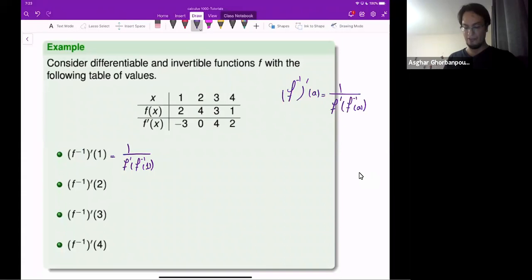Here, I'm looking for f inverse of 1. So I need to find a value of x which f sends to 1. And you see that if you look at here, that's 4. f sends 4 to 1. So f inverse will go backwards. So f inverse of 1 is going to be 4. So we have 1 over f prime evaluated at 4. And as you can see from here, f prime at 4 is equal to 2. So I have 1 over 2.